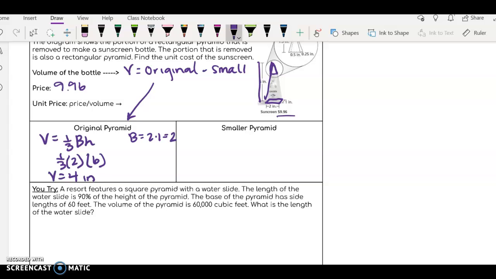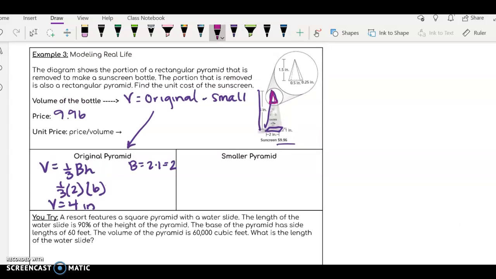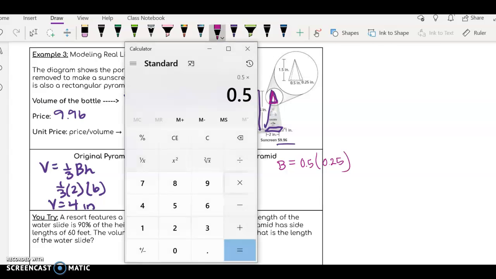The smaller pyramid is this little tiny portion on top, which they zoomed in up here for us. So my base equals my length, which is 0.5, times my width, which is 0.25. So 0.5 times 0.25 gives me 0.125.